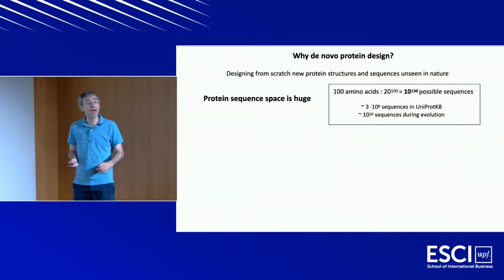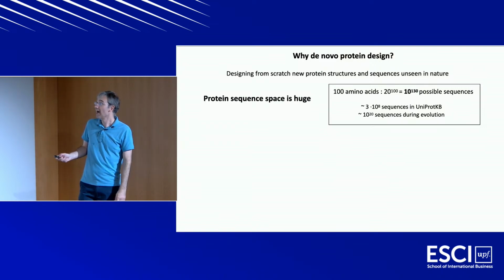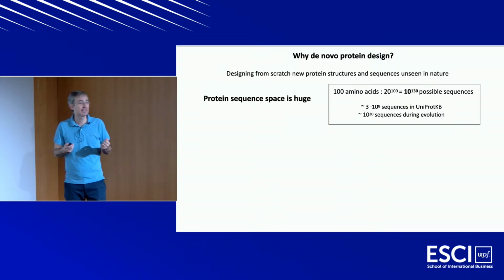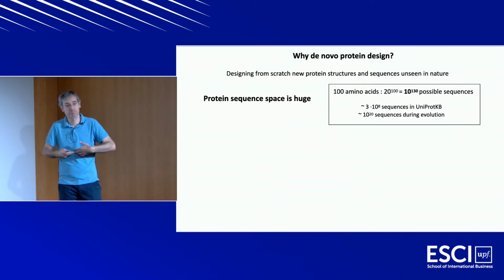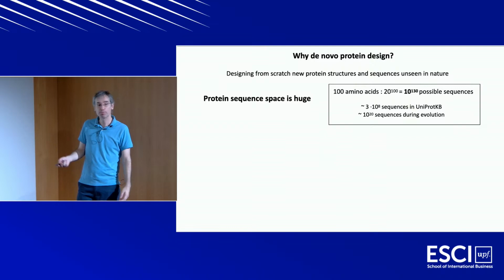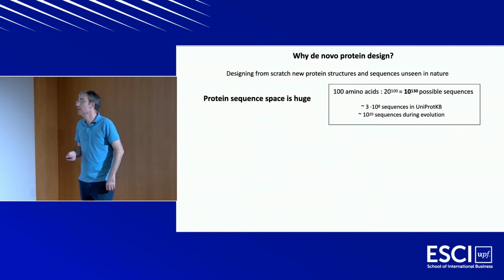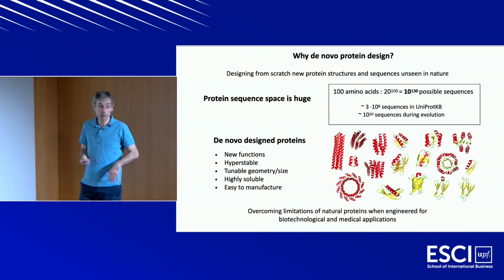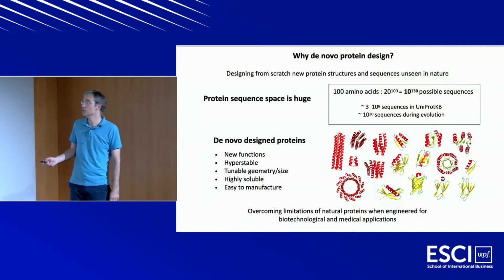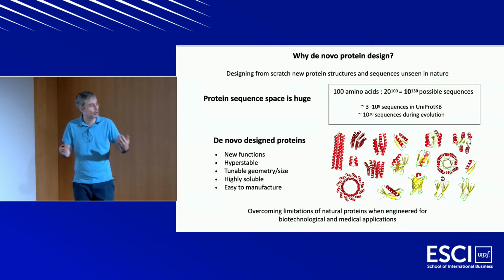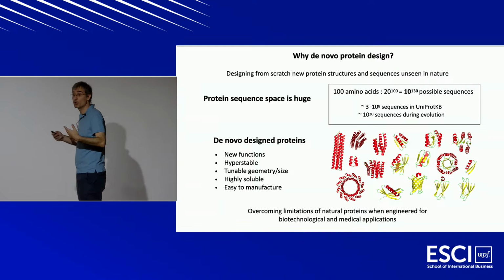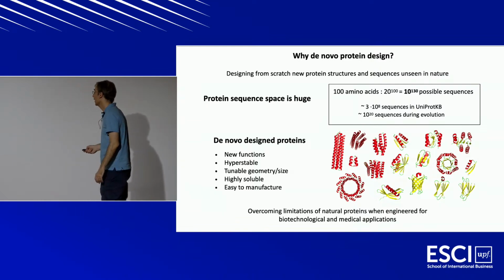If you think about the number of sequences that have ever been sequenced and are available in UniProt, and also the number of sequences that can be reasonably predicted that have been sampled across evolution, all these numbers are tiny compared to the theoretical space of possible protein sequences. So there is a huge number of proteins that can be discovered or designed and may have interesting applications. In the last 10 years, we have discovered that we can design protein structures in many different folds not seen in nature. They can be highly stable with tunable geometries, very soluble, and easy to produce, so they have many advantages over natural proteins when re-engineered for biotechnology or medicine.